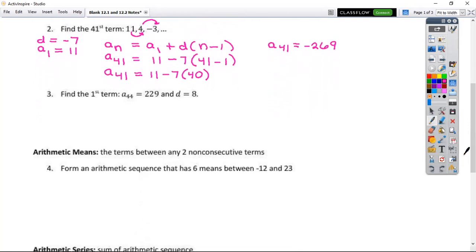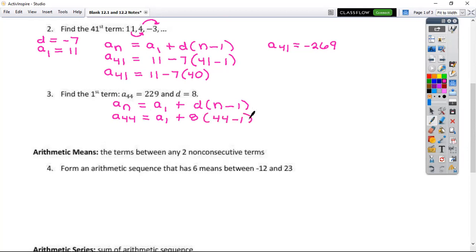So number 3, you want to find the first term for this sequence. So you're kind of working in reverse here. You're going to go right to your formula, and we're going to go a sub n equal to a sub 1 plus d times n minus 1. All right, so I have the 44th term here. So we're going to use the 44th term. So I'm just going to put that in here first. So this one we're not going to know. The d we are going to know. And then this is going to be a 44 as well.